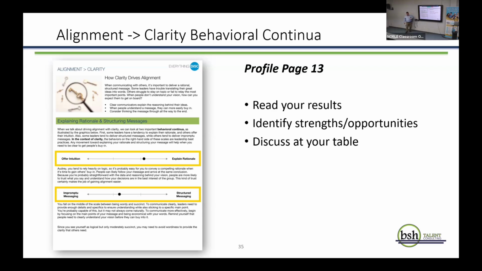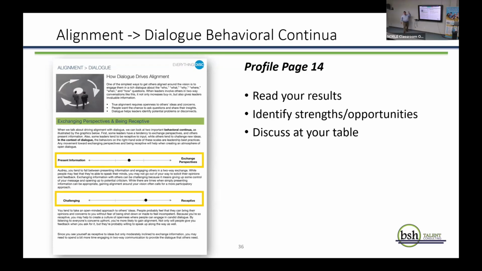Right, so in the interest of time, I'm gonna move us along a little bit more. We had some really good discussions, but I want to make sure we at least touch on each piece. So on page 14, you can see where your dot ends up here. This one is present information versus exchange perspectives, and then challenging versus receptive. Here we want you to exchange perspectives, because if all that communication is only one way, we don't really know if people are receiving the message like they should be, and have a full understanding. So that's why we're sharing perspectives, even though we are trying to communicate a vision.